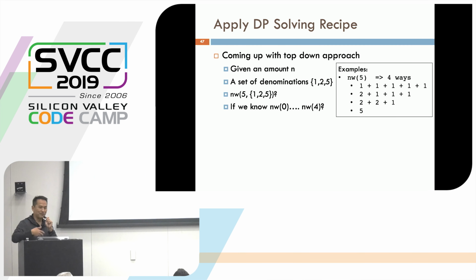So now we're going through the same step again to see if that helps us, right? Given amount n, we have a set of denominations. If we know the number of ways for 0 to 4, would that help us? Would that help us solve the number of ways for 5?